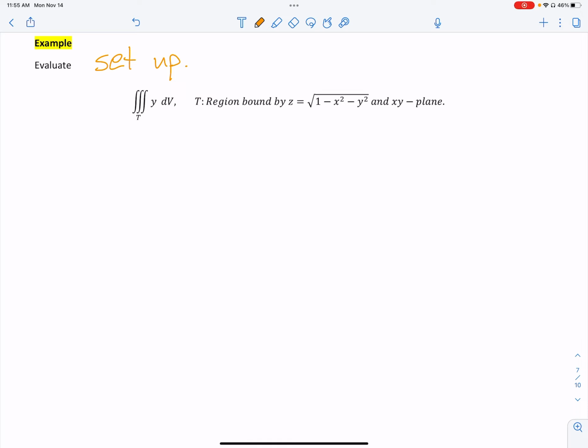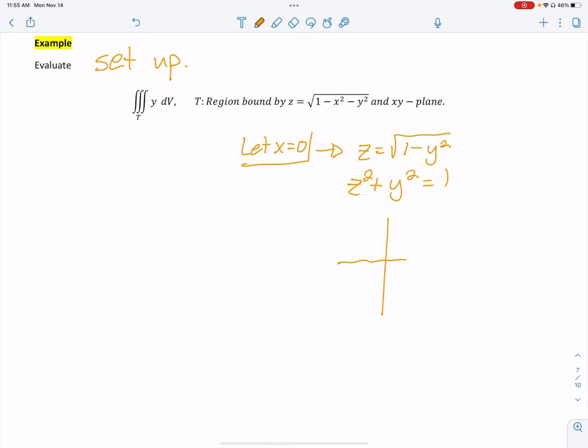To bound the z, or the phi in this case, we're going to let x equal 0. So letting x equal 0, we get z equals the square root of 1 minus y squared. If I work that out, I get z squared plus y squared equals 1. So this is a circle in the YZ plane. All right, so there's my circle, good enough. Sorry for the shakiness in my hand. So this has a radius of 1.